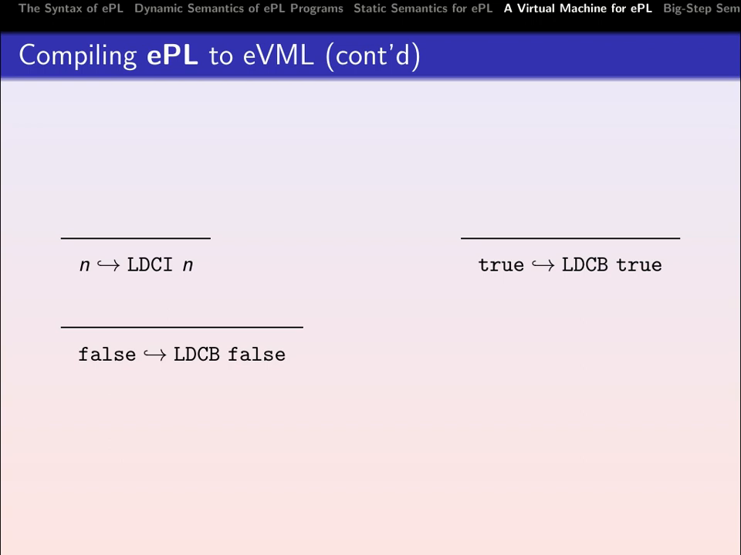Every occurrence of a constant in an expression. So what we have now is this curly arrow, and it says that the left-hand side compiles to the right-hand side. So if I have an expression that is an integer, its compilation is going to be the instruction that pushes that integer on the stack, right? And the same for true and the same for false. Constants are straight away pushed on the stack.